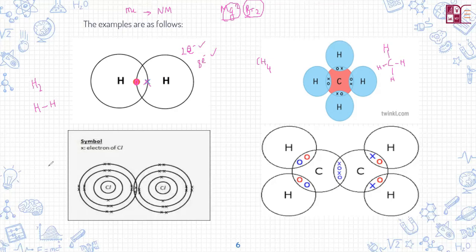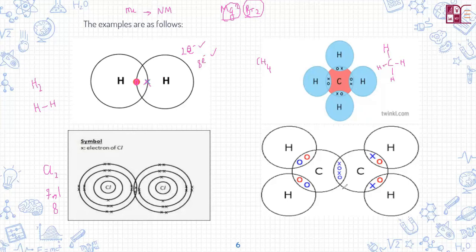Then this is the third example. This is the chlorine molecule, Cl2, two atoms of chlorine. You see that chlorine is in group 7, so it has seven outer shell electrons. It needs one more, so it's always going to share one electron from the next chlorine atom, right? So it will get one electron, and it will become 8 electrons in the outermost shell.